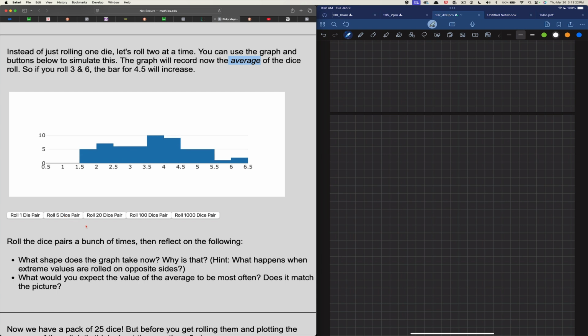Again, it's still going to take me a while to build this up. If I go 20, it's going to still take a while. I'm just going to roll 1,000 straight away and boom. If I do this a bunch of times, does that start looking like a normal curve to you?